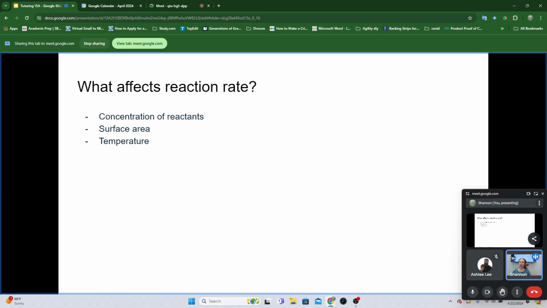Okay, but what affects the reaction rate? Let's just talk about that for a second. So the higher the concentration, the faster the reaction is going to proceed. The greater the surface area, so think about our Tums experiment, right? The faster the reaction will proceed because it's almost the same thing as increasing the concentration, right? It increases the available concentration of our reactants to react with each other. And then temperature, the higher the temperature, the reaction will be faster also.